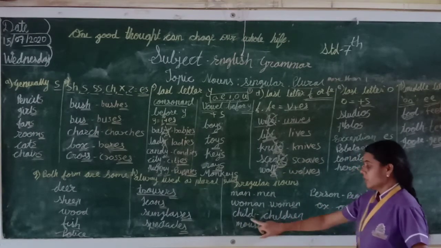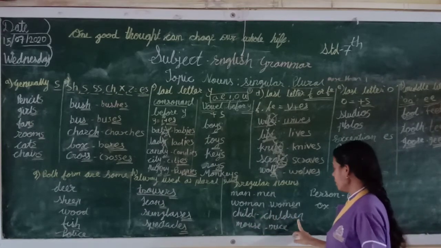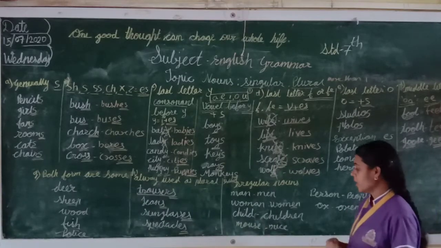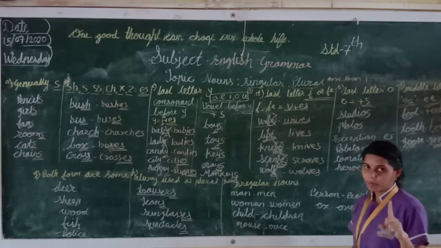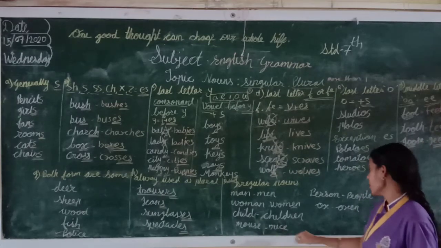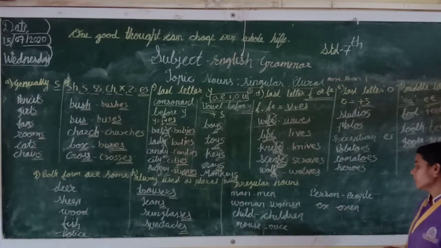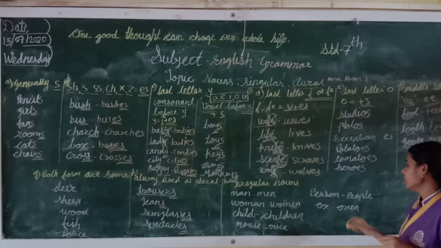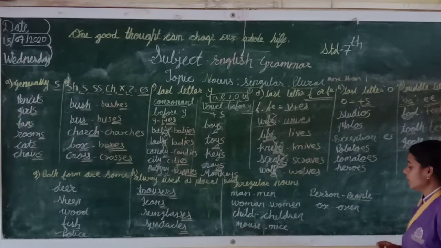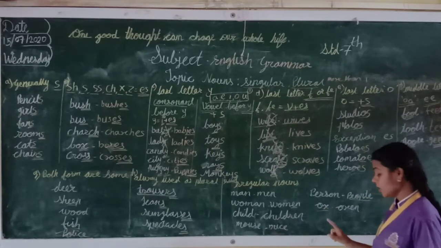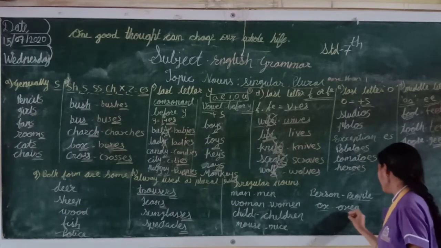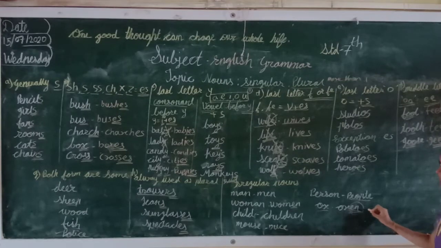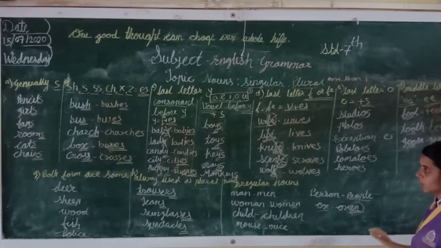Child. One child, and the plural is children. Understood, children? One child and there are many children. One mouse, many mice. And one person, the plural is people. Okay students, singular person and the plural is people. And last one, ox, and the plural is oxen. There we will join EN. Students, remember. I hope students you understood all these rules.